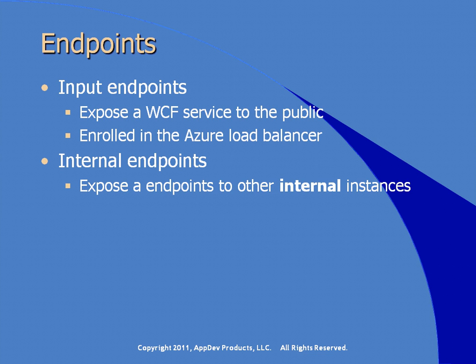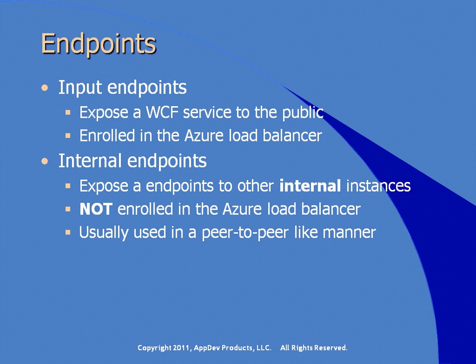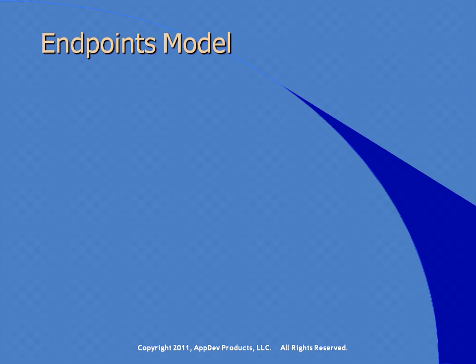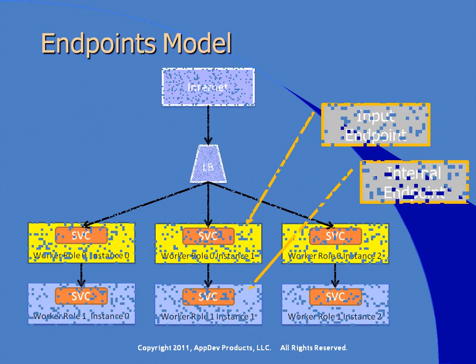These endpoints are not exposed to the public, yet they are exposed as endpoints to other internal instances. They are not enrolled in the Azure Load Balancer, and they are usually used in a peer-to-peer-like manner. The great thing is that you get up to 5 total endpoints per role, which can be defined as either HTTP, HTTPS, or TCP. So let's take a look at the endpoint model.